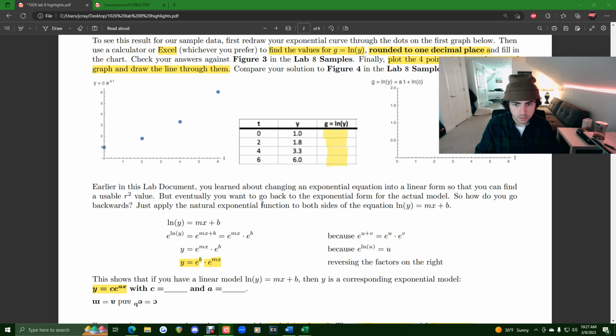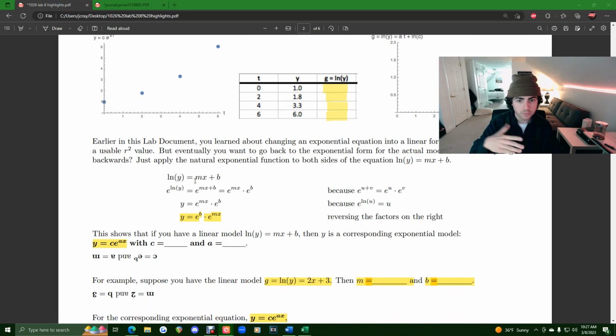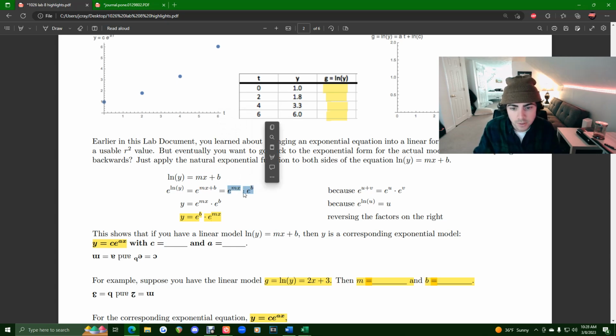So you can go from exponential to linear, but you can also go from linear to exponential. That's what they demonstrate here. They go backwards from ln of y equals mx plus b. They make e the base of both sides, and then they split up the e some more, and then they rearrange it like this.